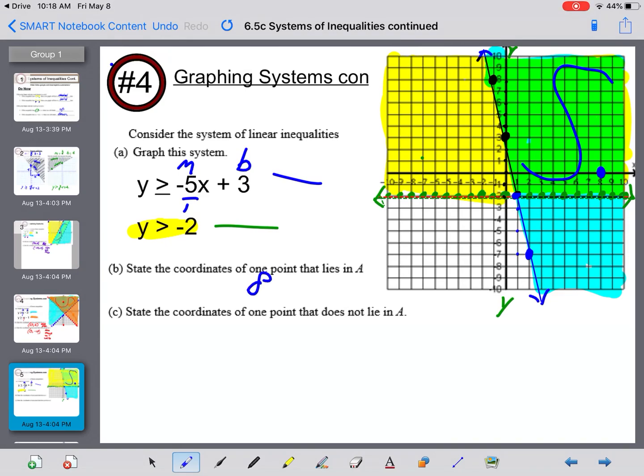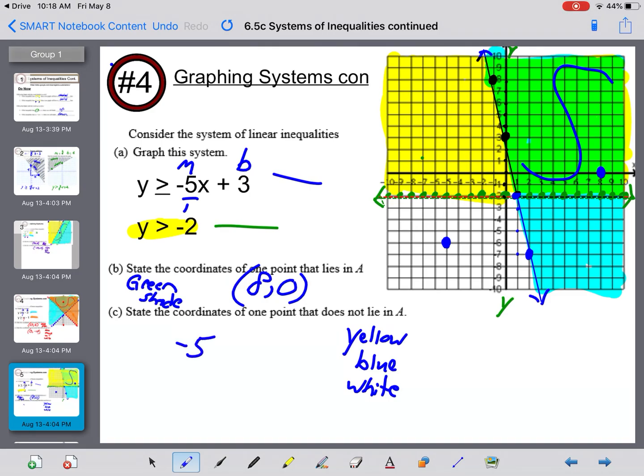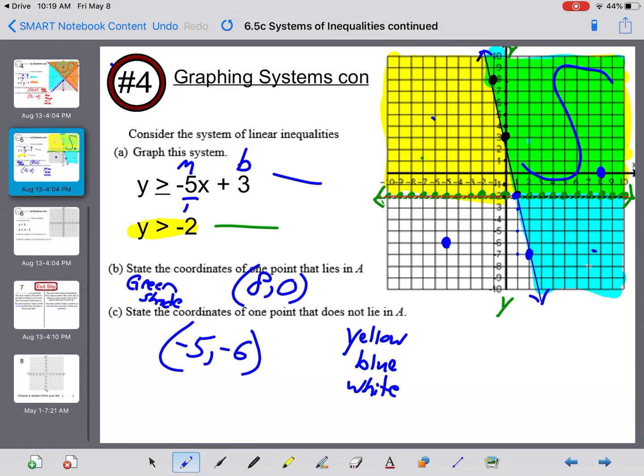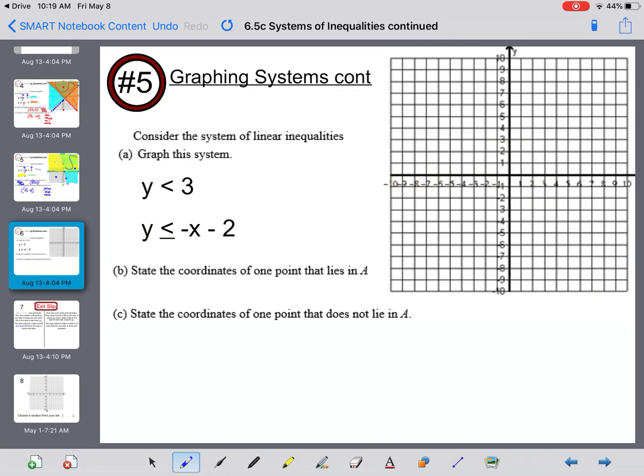So I'm going to take a point that lies in the solution set A, and we'll go with 8, 0. I'm going to just mark again, this is the green shade. And a point that does not lie in A, well, that could be anywhere in the yellow, the blue, or the white. And I'm going to go with, let's take a point over here in the white, and that would be -5, -6. But again, you could choose any point in these regions. Green, yellow, blue, and white.